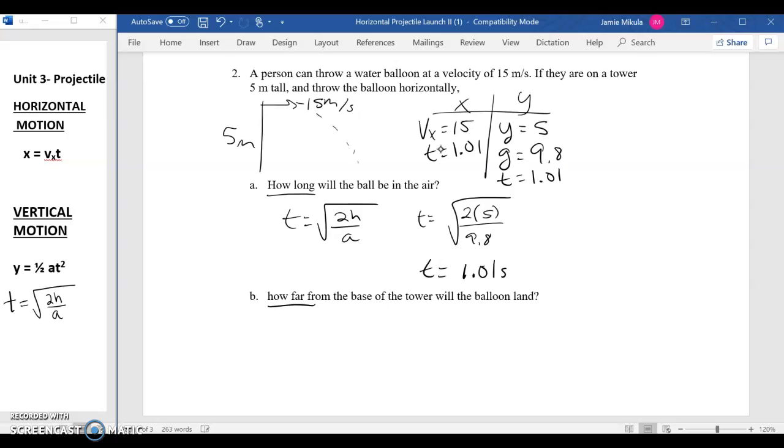And then it says how far from the base. Well, that's a distance in the x. So looking at those 3, I can choose my x equals vx times t. x equals 15 times 1.01, and that's pretty much 1, so 15 meters.